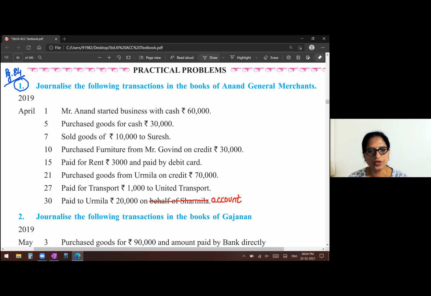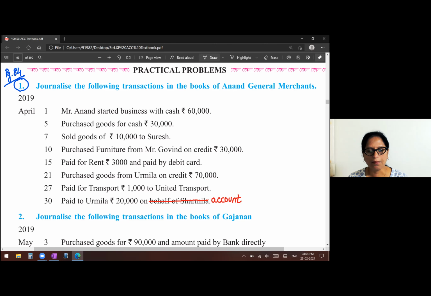10th, purchased furniture from Mr. Govind on credit rupees 30,000. Now here you are purchasing an asset. 15, paid for rent rupees 3,000 and paid by debit card. Now you're paying rent, so here it is an expense. So you're paying an expense. 21st, purchase goods from Urmila on credit rupees 70,000. 27th, paid for transport rupees 1,000 to United Transport.